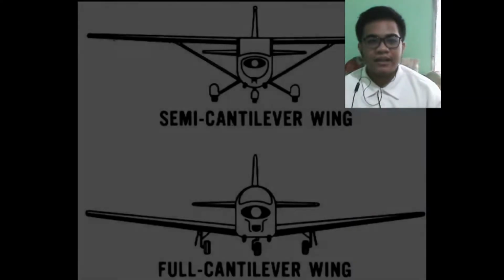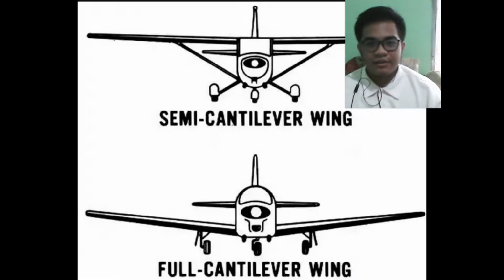Many high-wing airplanes have semi-cantilevers, which are struts that support the stresses of flight and landing, which are equally distributed on the main fuselage structure. Some planes do not have this, which are called full cantilevers, which can support the flight and landing loads without the need of struts.